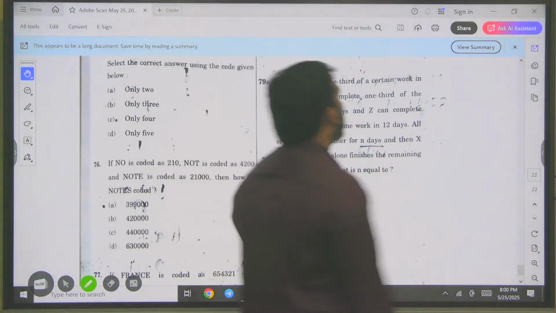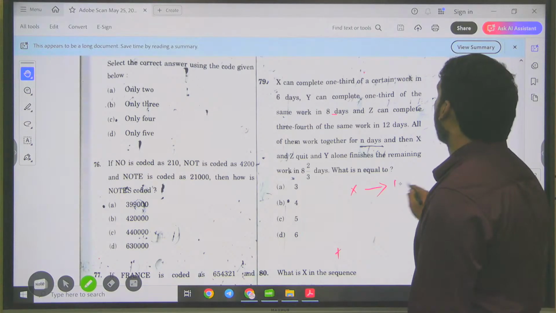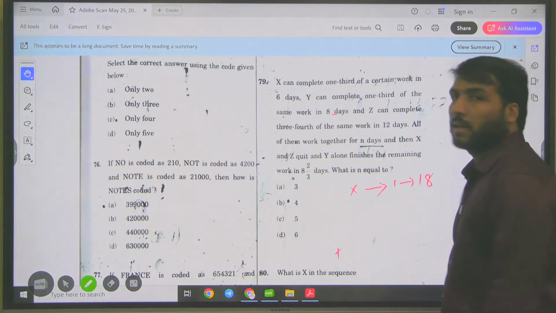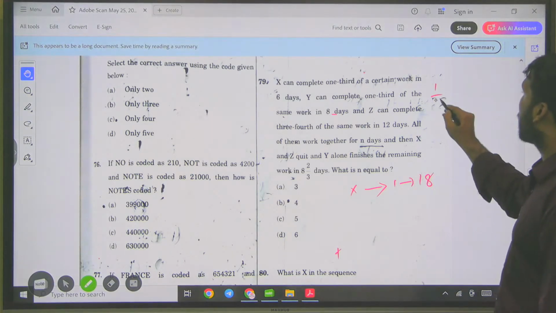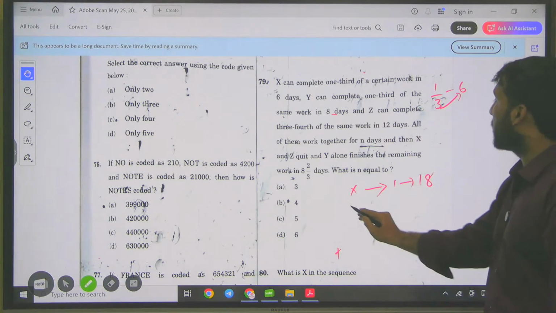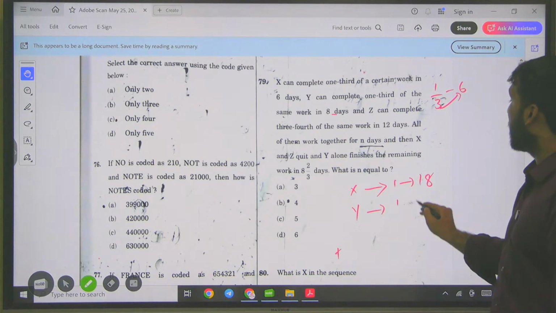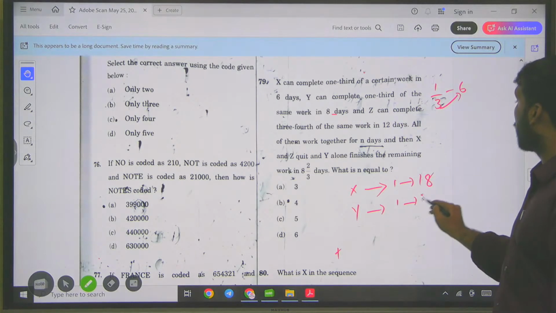X can complete 1/3 of work in 6 days. If X is completing 1/3 of work in 6 days, one work will be completed in 18 days. Yes or no? 1/3 of work in 6 days, then one work in 18 days. Y can complete 1/3 of the same work in 8 days, then it will be 8 threes are 24.